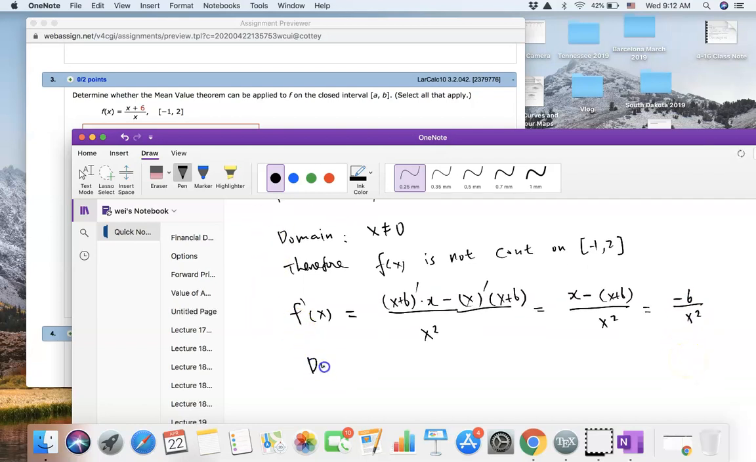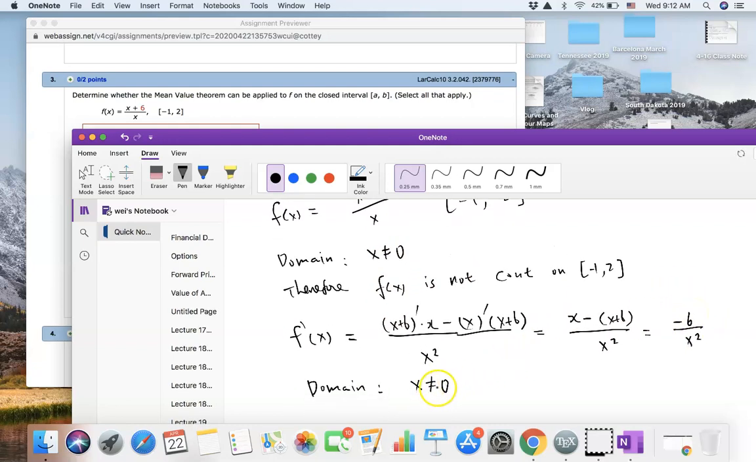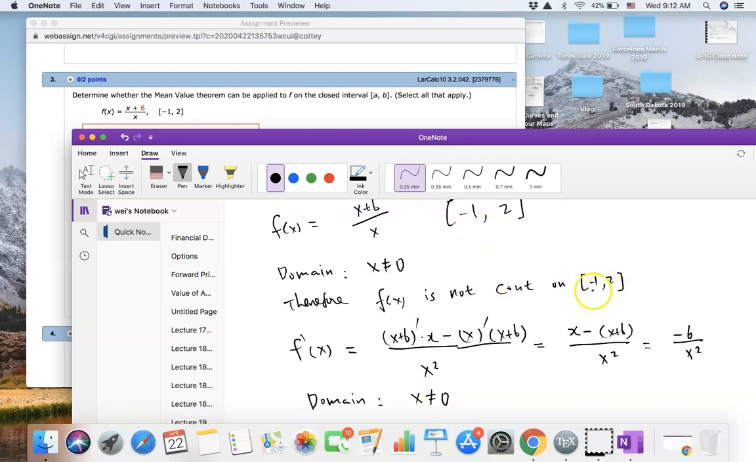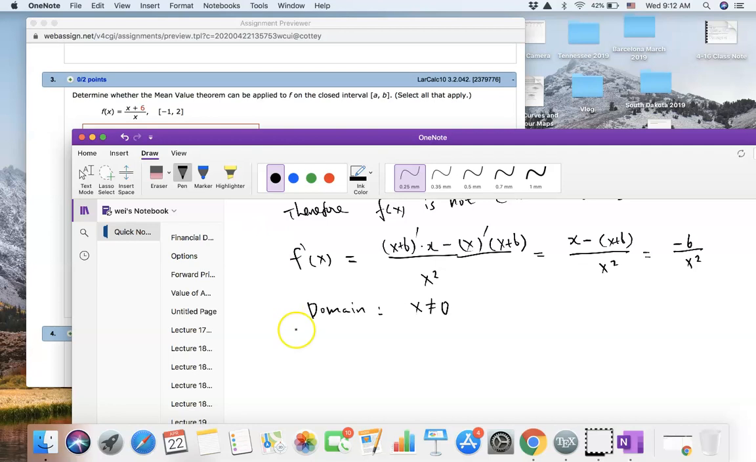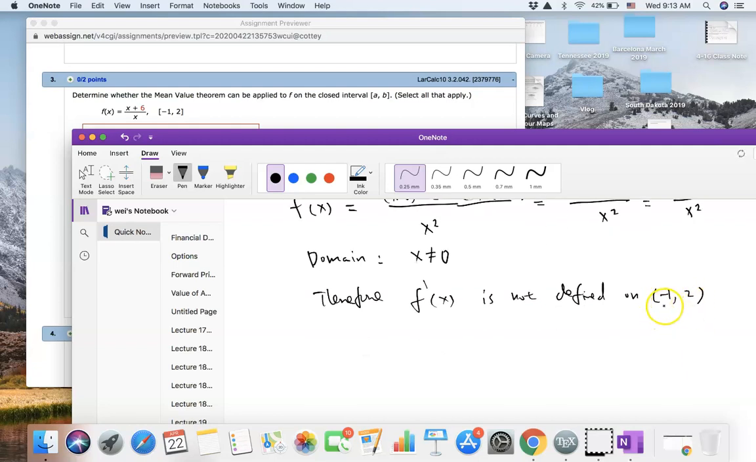And what is the domain of this function? The domain is the same as the original function. The domain is every number except 0. Since 0 is contained in this open interval, the derivative function is not defined on this open interval. So the function is not differentiable.